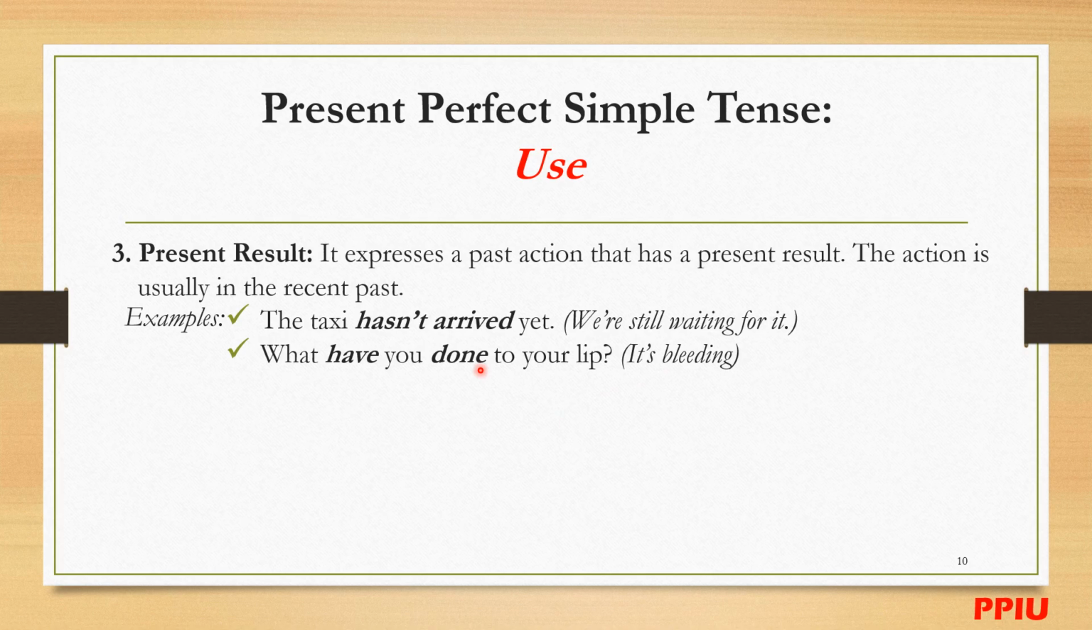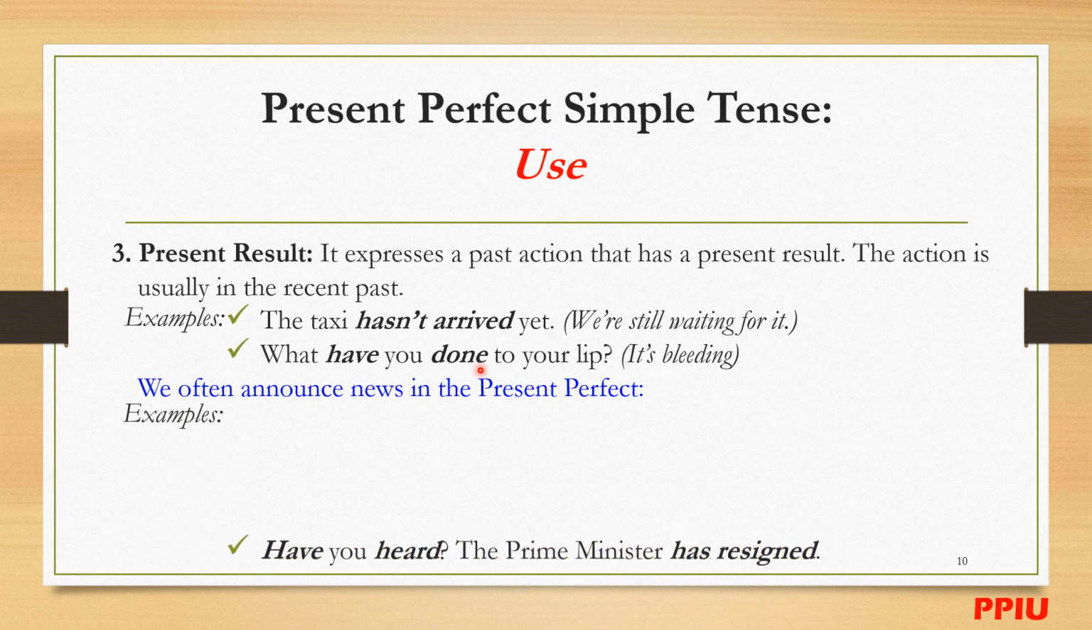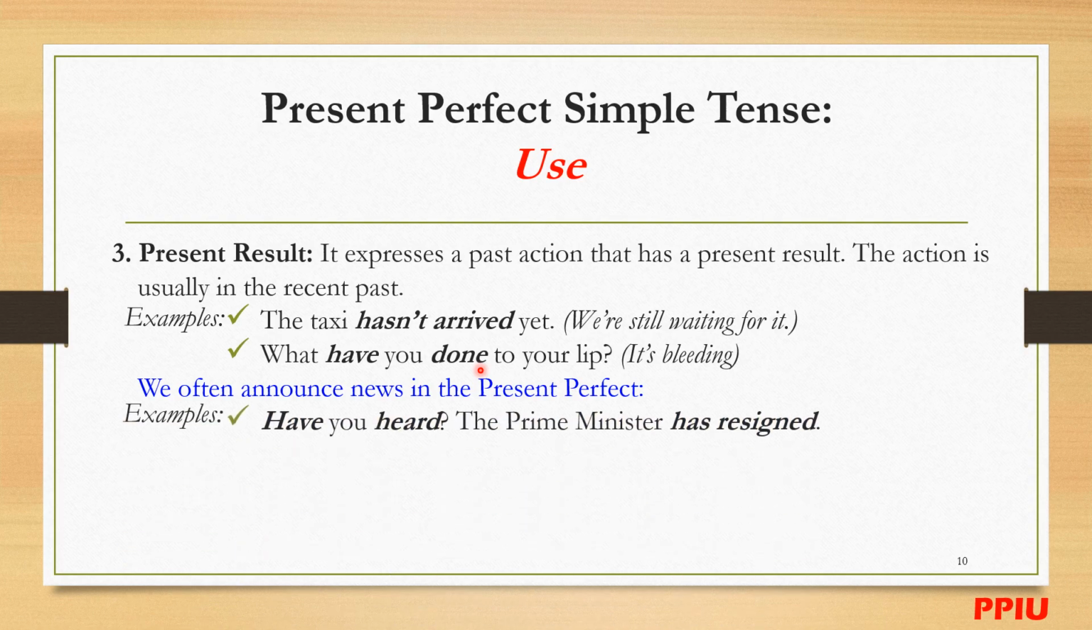Okay, so let's move on. We often announce news in the present perfect. For example, have you heard? The Prime Minister has resigned. Okay, so this is the way that they announce it. So this one is present perfect, and this one also with present perfect in here.